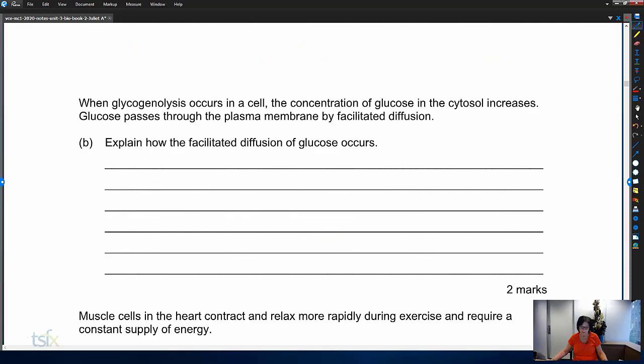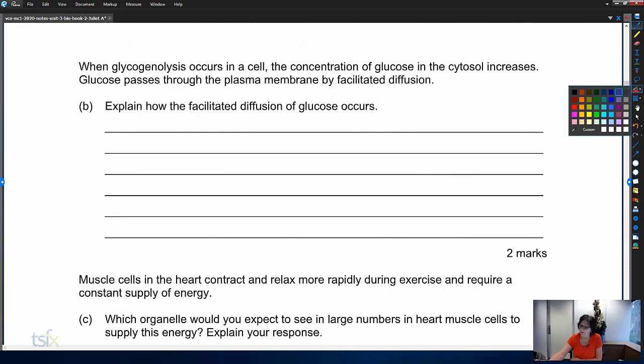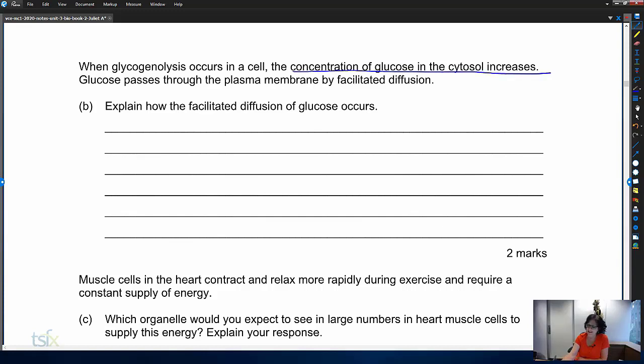All right, moving on. When this thing happens, the concentration of glucose in the cytosol increases. Glucose passes through by facilitated diffusion. Explain how facilitated diffusion occurs. So here we are, we've suddenly got a question all about hormones, and we're back to area of study 1, movement of molecules across the membrane, chapter 1.